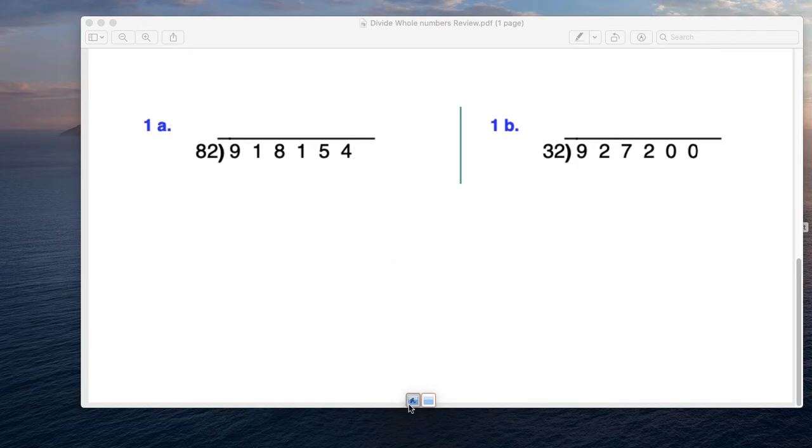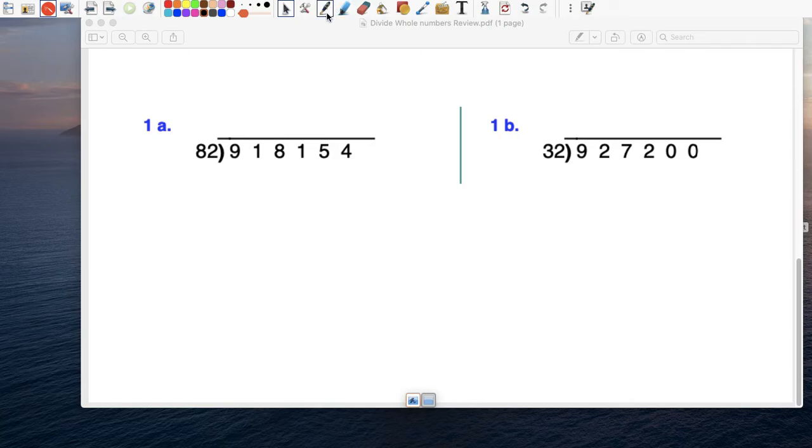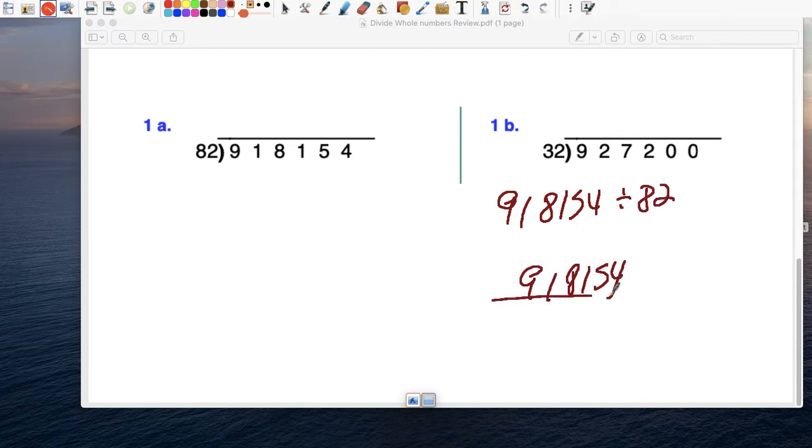Ooh, the next one's a little bigger. The calculator is going to come in handy. So let me write this: 198154 divided by 82. And I want you to write 198154 over 82. Right? They all mean the same thing. Let's get started. All right, so the first one, I have 9 sticks. The first number. Can I make a group of 82? Of course not.